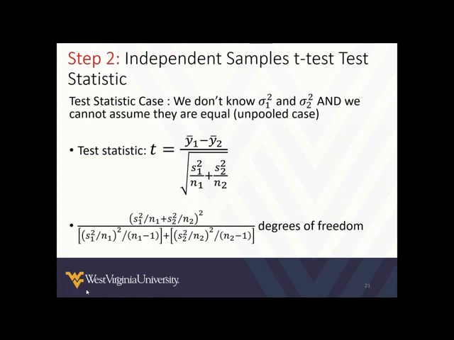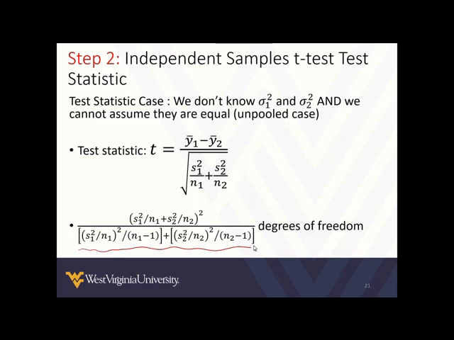And once again, these do follow the t-distribution. This time our test statistic t is going to be equal to our sample mean 1 minus our sample mean 2 all over the square root of our sample variance for sample 1 over our sample size of sample 1 plus our sample variance from sample 2 over our sample size from sample 2. And the calculation of the degrees of freedom is rather complicated. It's this statistic right here.